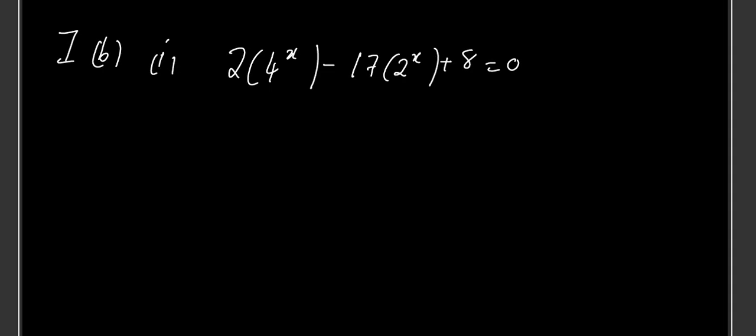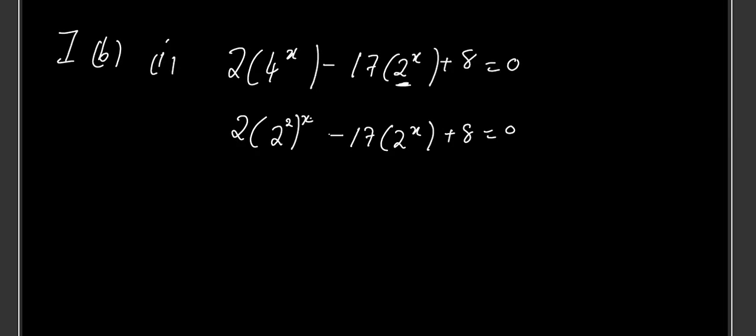Here we have 2 to the power x, and here we have 4 to the power x, right? The smaller base between the two is 2 to the power x. So we reduce the bigger one to be like the smaller one, which means this will be 2 to the power 2, all to the power x, because 4 is the same as 2 squared. Then minus 17 times 2 to the power x, plus 8 is equal to 0.